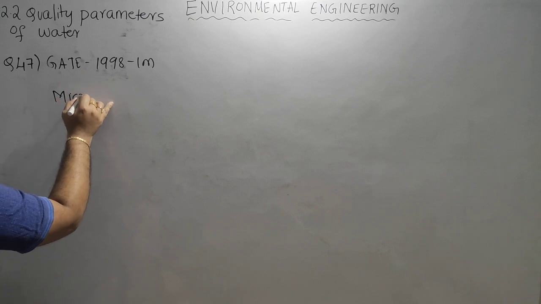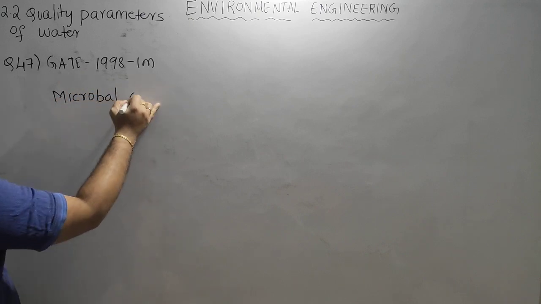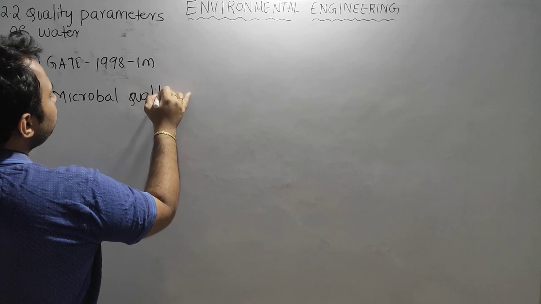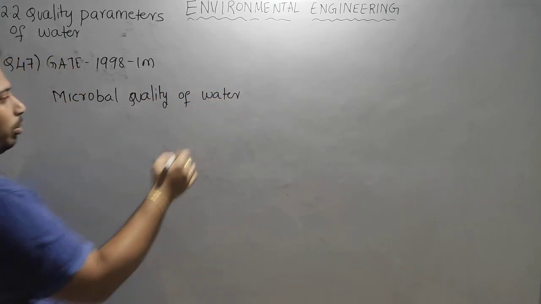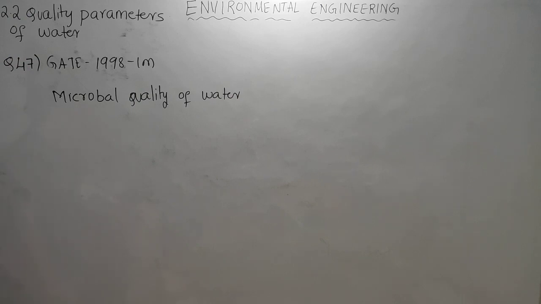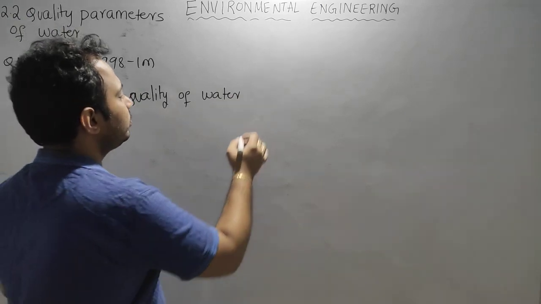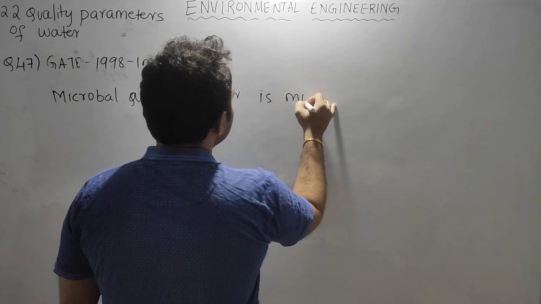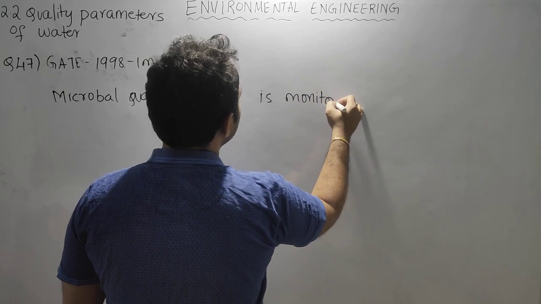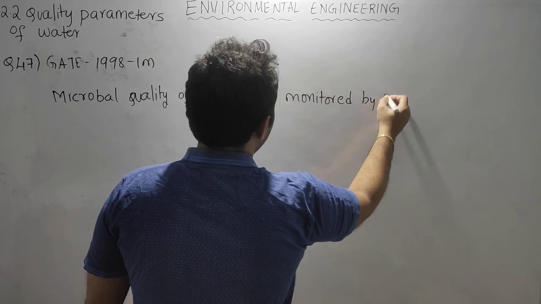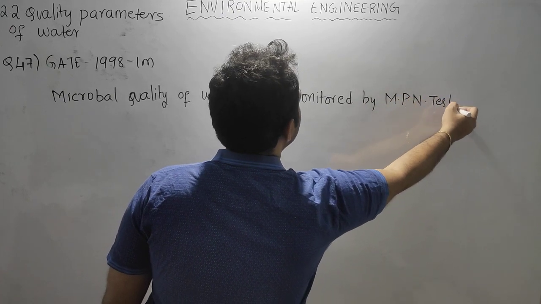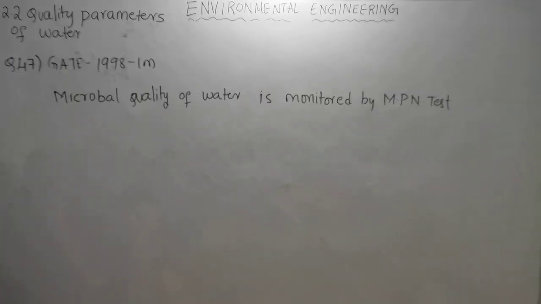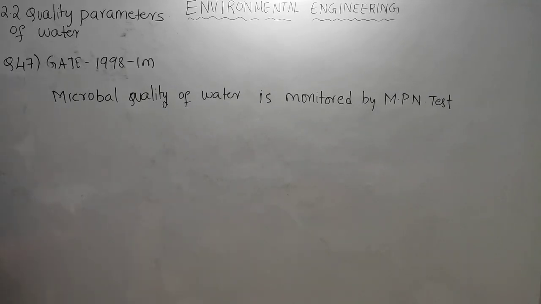Microbial quality of water is ascertained by, is monitored by MPN test. Is monitored by most probable number test, coliform MPN test. Okay. So next question, 48th question.